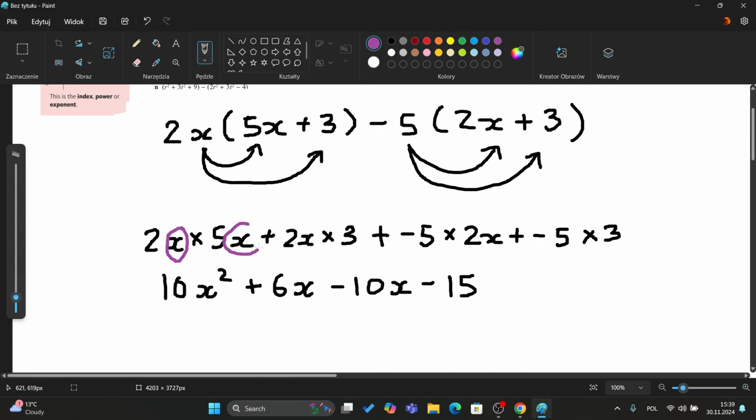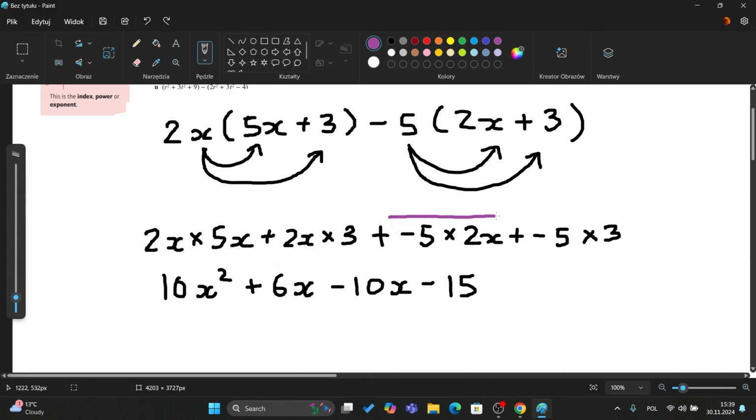x times x is x squared. So that's how I multiplied the first expression. Now we multiply 2x by 3. So 2 times 3 is going to be 6, and x on its own, so we just leave x there. So 2 times 3 is 6, and 6 times x is 6x.